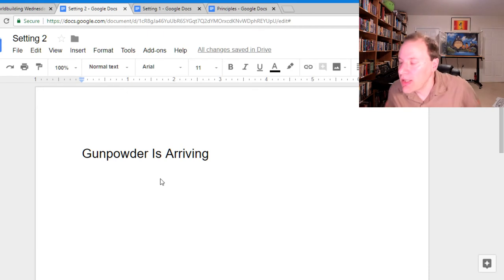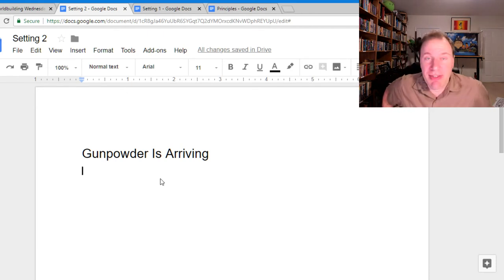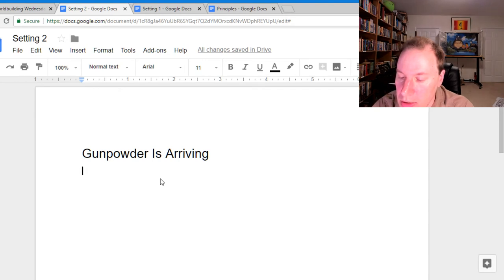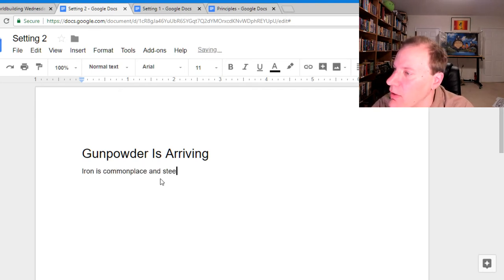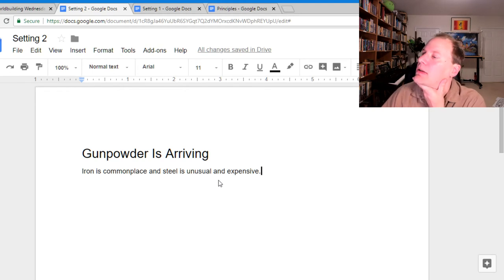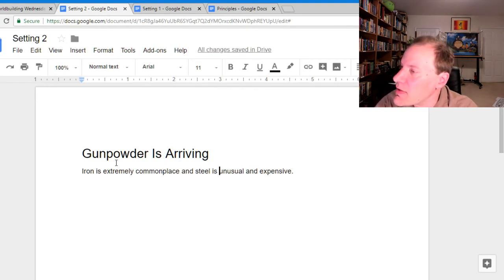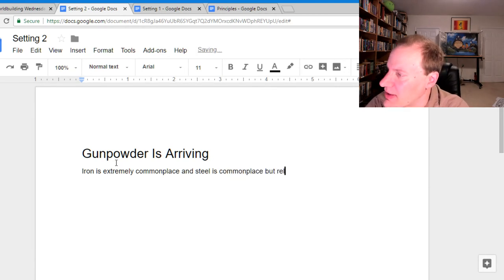So war is now changing, and we're starting to make use of these combustibles, as well as chemistry. That's another thing that comes along with more advanced use of metals, better understanding of chemistry. Iron is commonplace and steel is, I don't want to say rare, is unusual and expensive. There we go. That's about right. People are aware of steel, but once we got gunpowder, iron is extremely commonplace, and steel is commonplace but relatively expensive. Right?